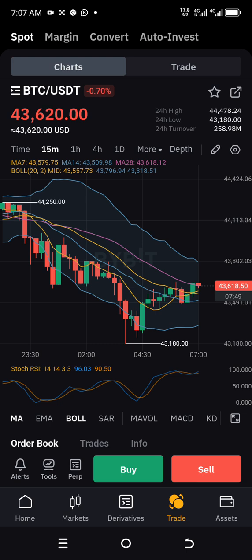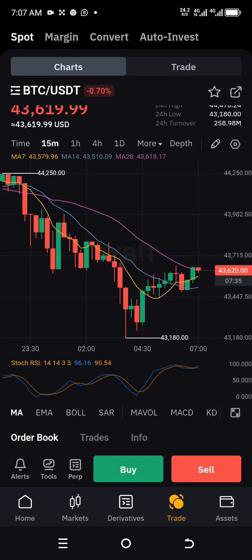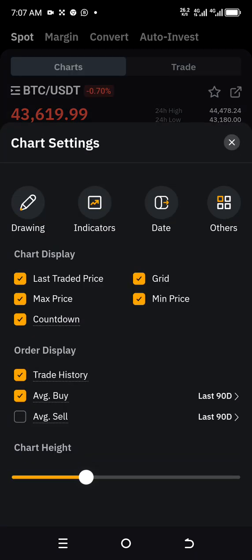Now the chart is a bit complicated because the Bollinger Band is enabled. Let me remove it, so I can see it very well. So all you just need to do, let's do this on BTC. If you look at the top right hand side, there is a sign like settings. Click on the settings. If you click on the settings, it will bring you to an interface like this.